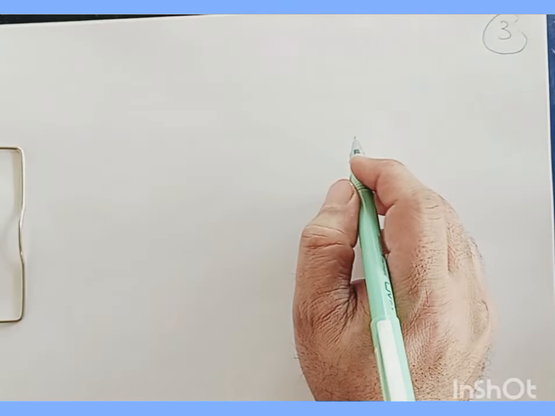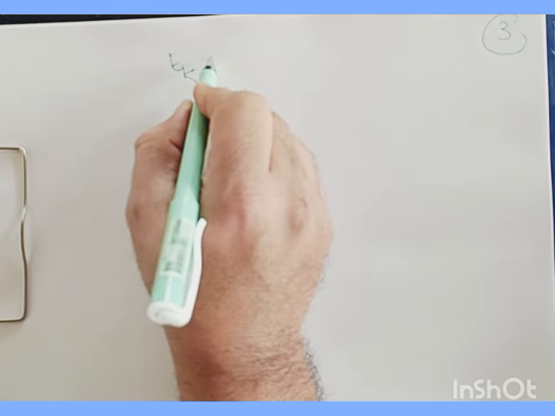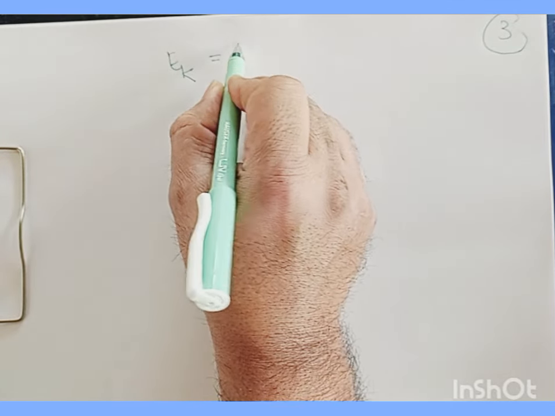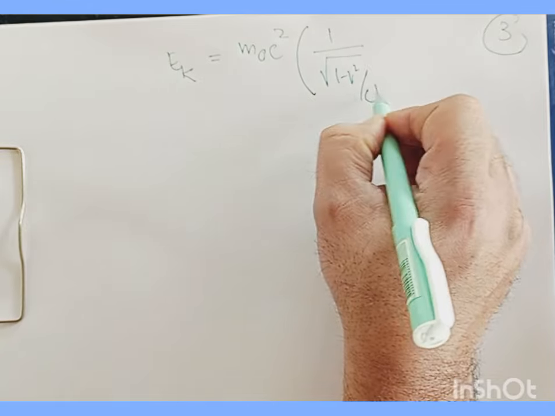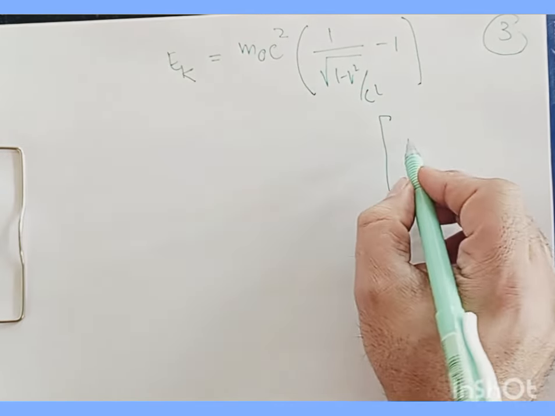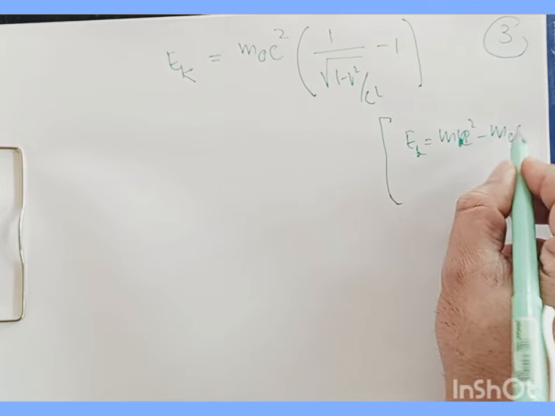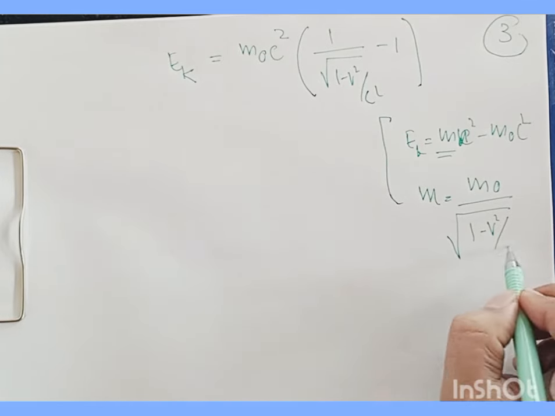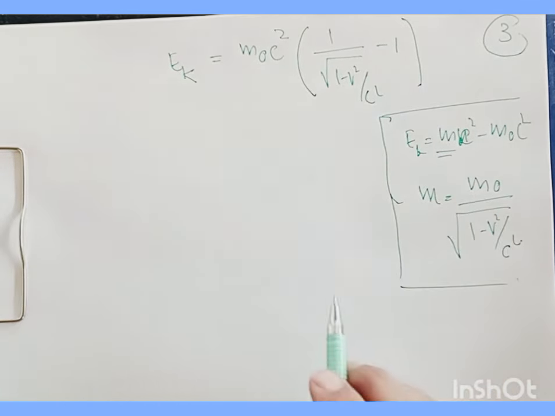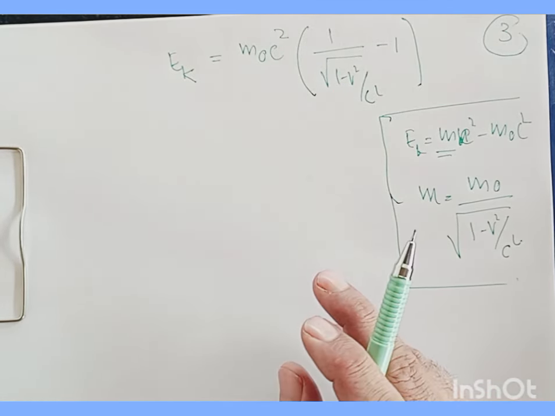Now, if I have to write this equation for kinetic energy as a relativistic equation, it will be m naught c squared times 1 by under root of 1 minus v squared by c squared, minus 1. Because this kinetic energy is mc squared minus m naught c squared. For this m, we use m naught by under root of 1 minus v squared by c squared. This is the relativistic mass. So in order to accelerate the particle to high velocities, high voltage is required. If you want more velocity, we want more voltage.